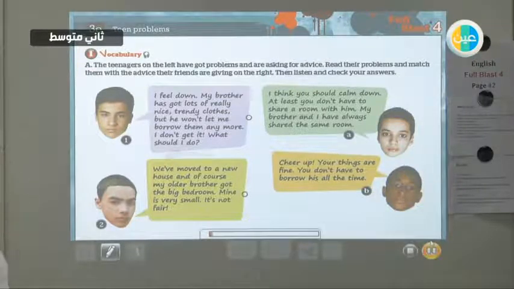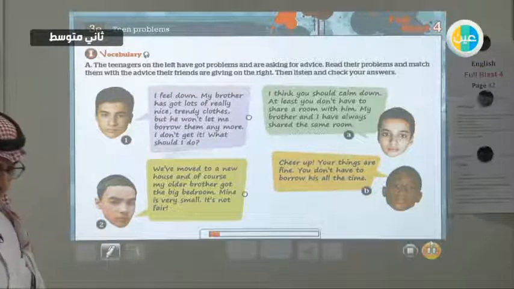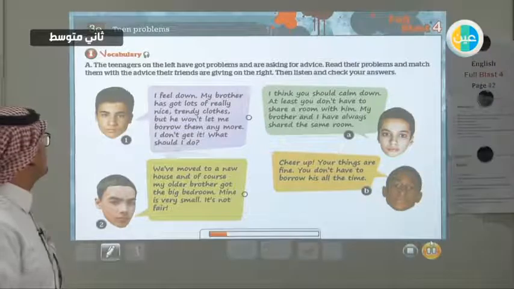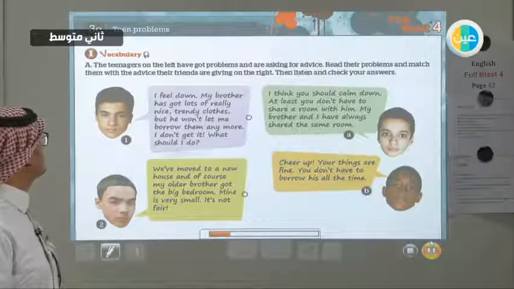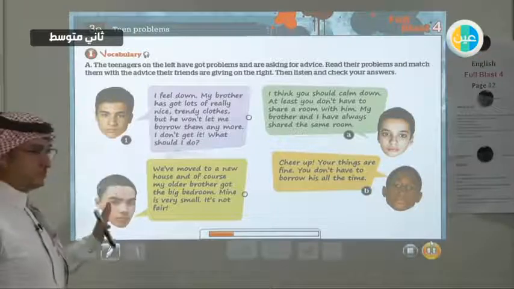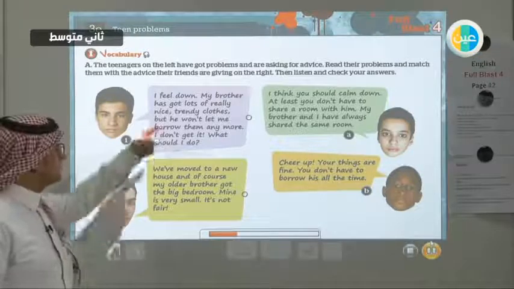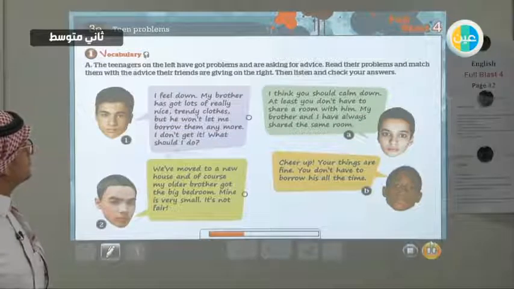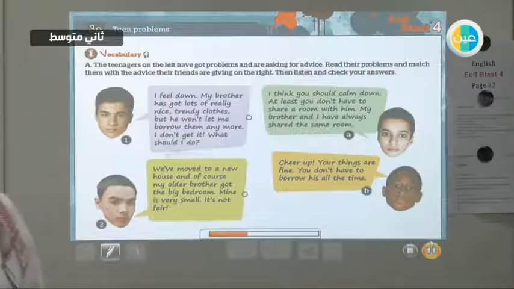3E, teen problems. 1. Vocabulary. A. The teenagers on the left have got problems and are asking for advice. Read their problems and match them with the advice their friends are giving on the right. Then listen and check your answers.